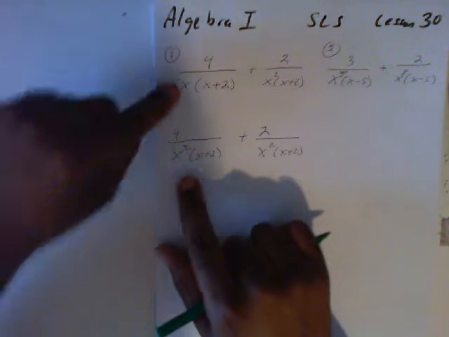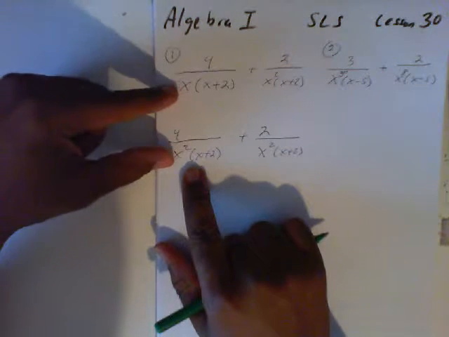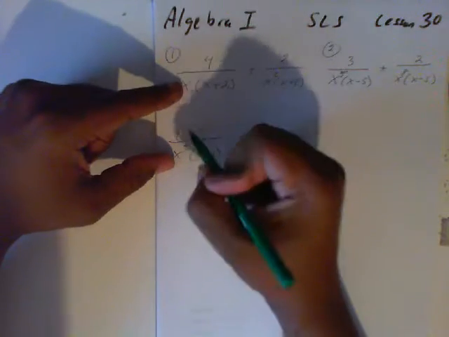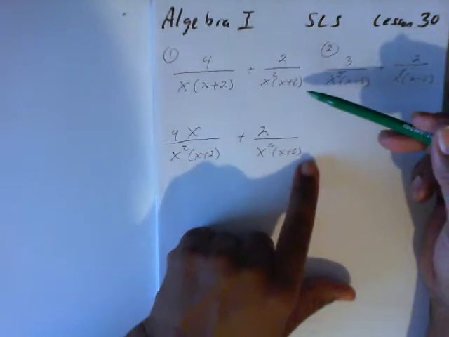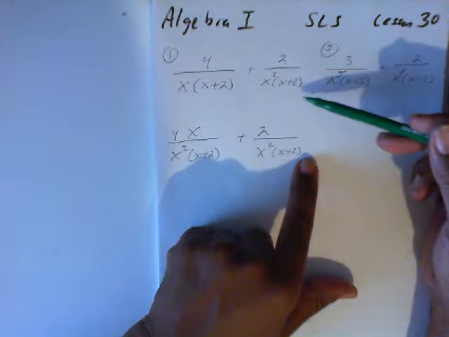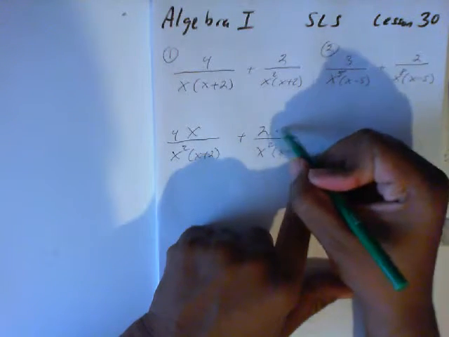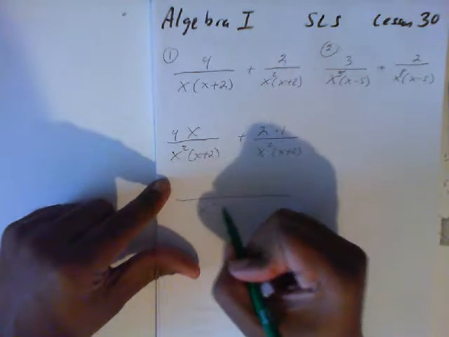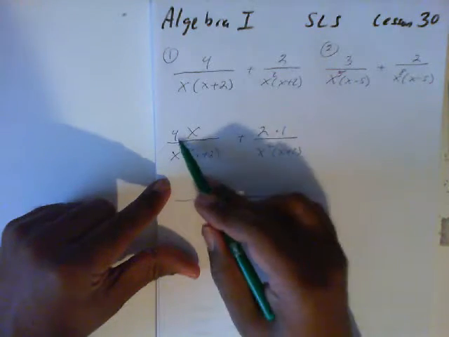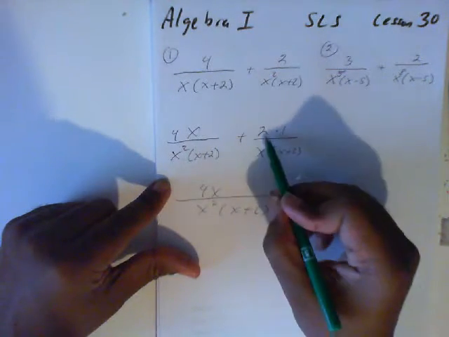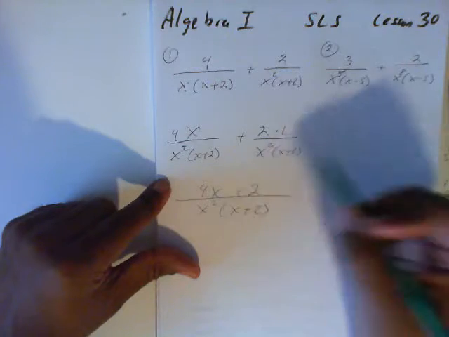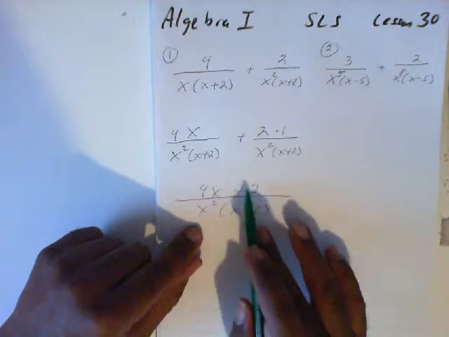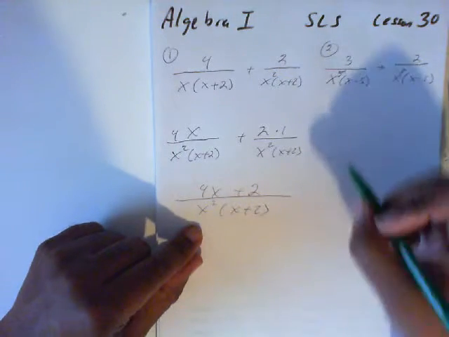Now let's look at the difference. The difference between these two denominators is that this denominator has more x's. So whatever is extra in the denominator will also add to the numerator. The difference between these two denominators is only a difference of multiplying by 1. So we'll multiply the 2 by 1. So what we end up getting is one denominator of x squared and x plus 2. 4 times x is 4x, and 2 times 1 is 2. So we have one denominator, and we are able to combine the numerators.